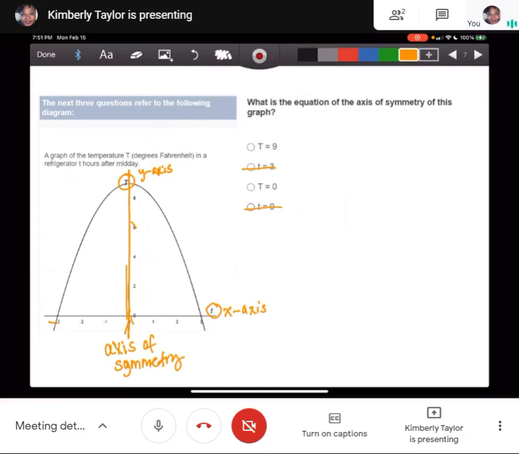So does t go through 0 or does it go through 9? And it's going through 0. So we want capital T is equal to 0. That's what we want. Okay, let's keep going.